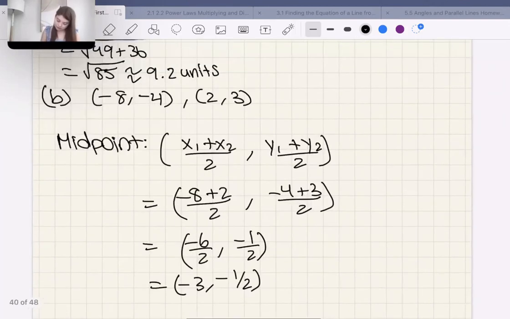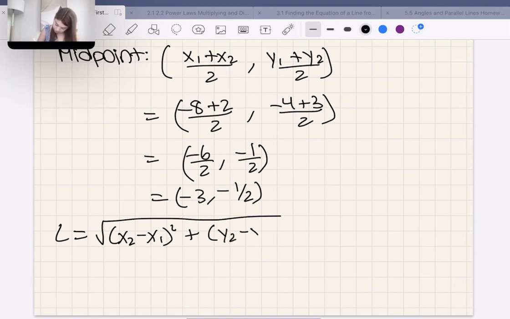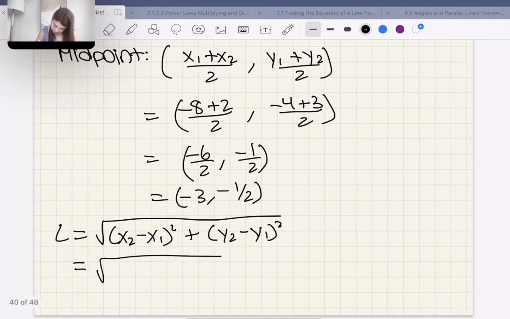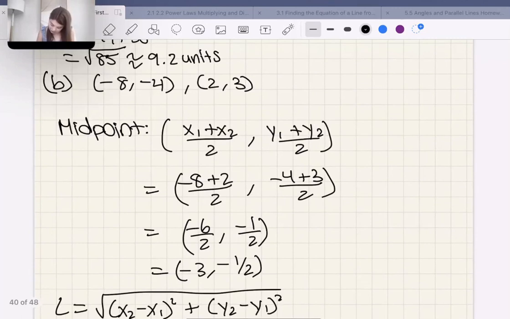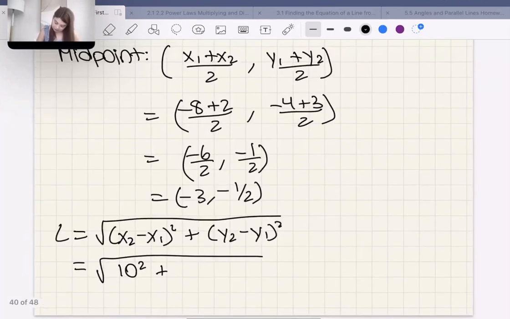And let's find the distance as well, or the length. That's going to be equal to x2 minus x1 squared plus y2 minus y1 squared, and then all of that square rooted. So x2 was what? x2 was 2, minus negative 8 will give us 10. So we got 10 squared here. And then y2 minus y1, let's see, 3 minus negative 4 is 7. So this is going to be equal to the square root of 149.